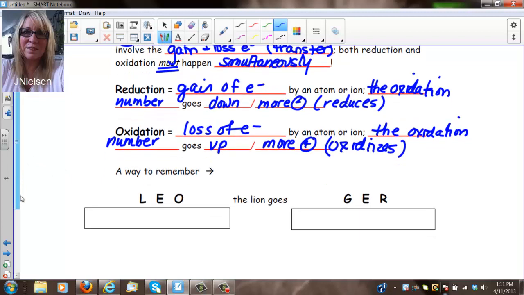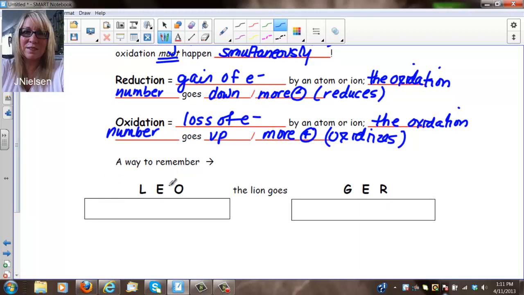A helpful way to remember this is LEO says GER. Some people say LEO the lion goes GER. I just say LEO says GER, which means loss of electrons is oxidation, and a gain of electrons is reduction.